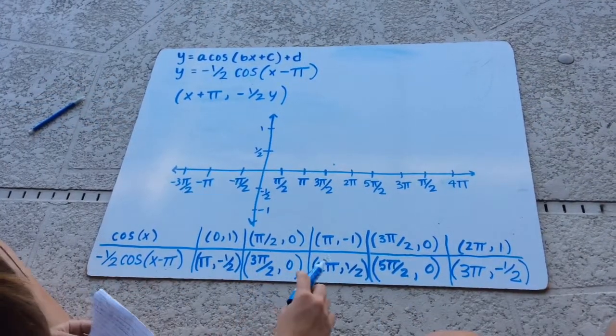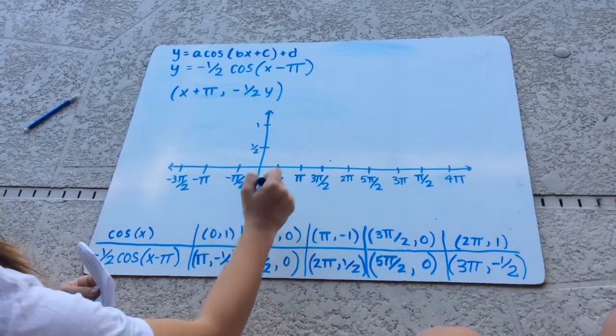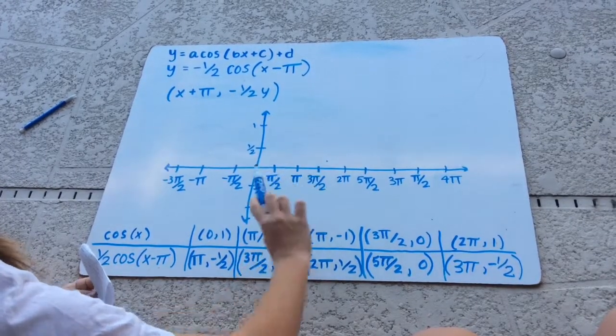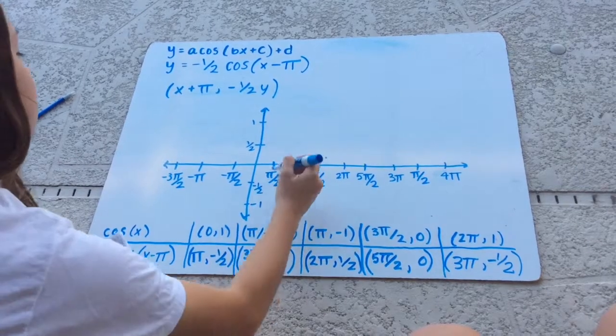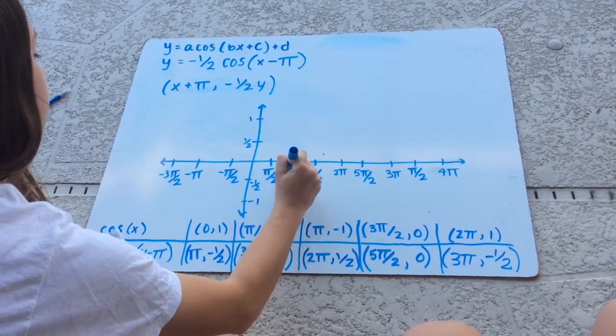Now we're going to graph our new coordinates. We go by intervals of pi over 2. This is pi over 2, 2 times pi over 2, 3 times pi over 2, etc. Our first point is pi, -1/2. So we go to pi, down 1/2, make a point.